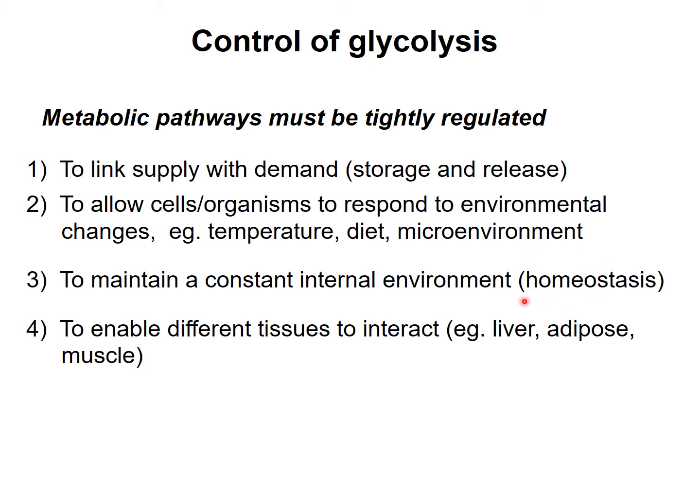Well, last but not least, in glycolysis, we need to have interaction between different tissues, such as the liver, the adipose tissue, and muscle, because these tissues are involved in different parts of glucose metabolism.